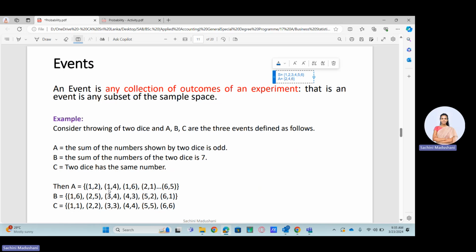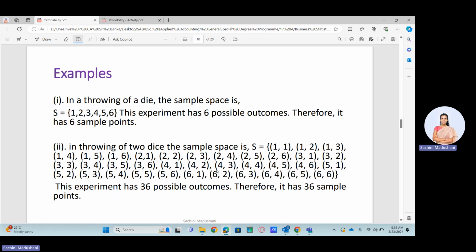Is it clear? Then, the sum of the 2 dice is 7. We take the sample space and identify which sample points give a sum of 7.